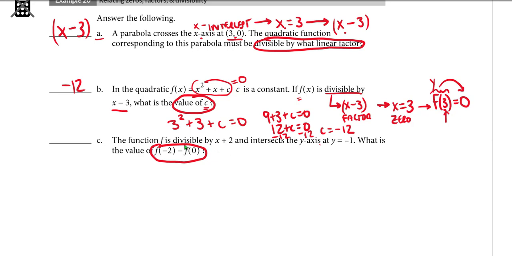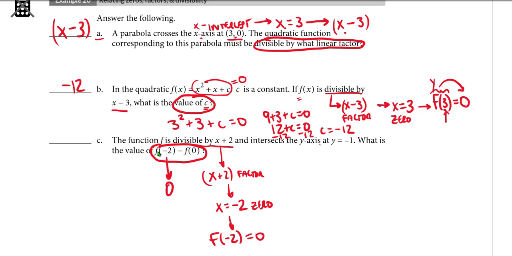Okay, well, let's start with the divisible by statement. Remember, a function being divisible by x plus 2 means that x plus 2 is a factor. And x plus 2 is a factor means x equals negative 2 is a 0. And what that means is that when we take f of negative 2, when negative 2 goes in for x, we get out a 0. Well, that's nice, because that now tells us that this first part of what they are asking us, f of negative 2, that's just 0. And now we have to find out what f of 0 is.